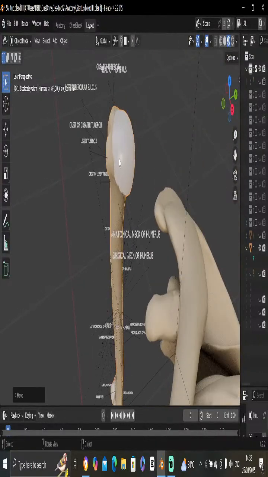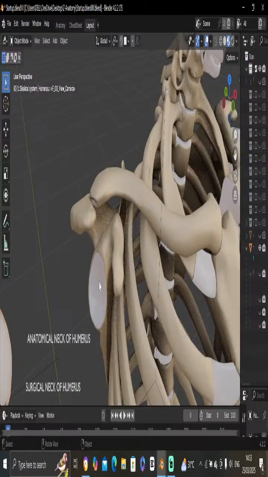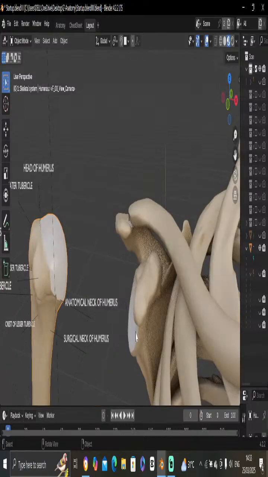So we can see this shiny portion that I'm highlighting now. This is the head of the humerus. It is covered with hyaline cartilage because it articulates with the glenoid cavity of the scapula at the glenohumeral joint. However, this head, which is a quarter of a sphere, because it's not completely spherical, is much bigger than the glenoid cavity. In fact, the head of the humerus is 4 times as big as the glenoid cavity.